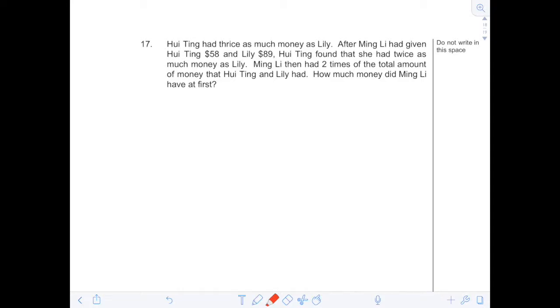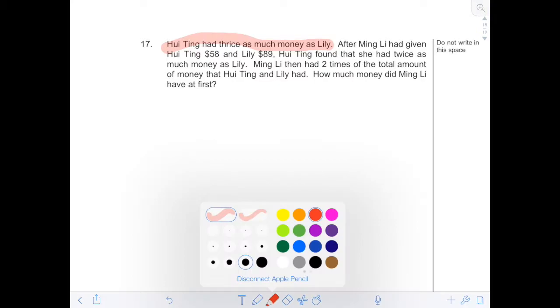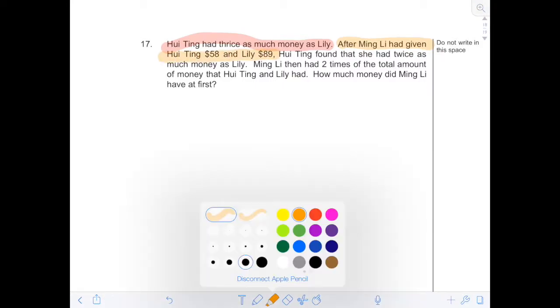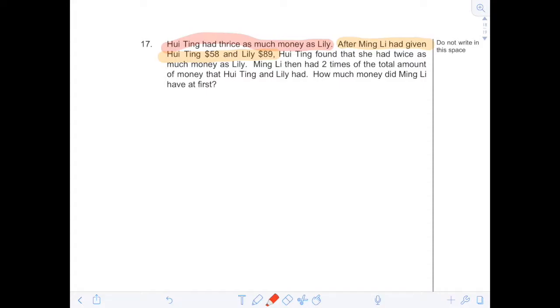Okay, so Hui Ting had thrice as much money as Lily. Alright, so this is the first piece of information. Okay, the next piece of information would be after Ming Li had given these 2 girls some money, Hui Ting has twice as much money as Lily.